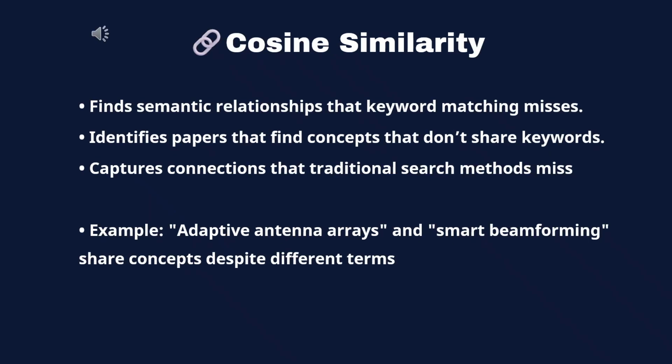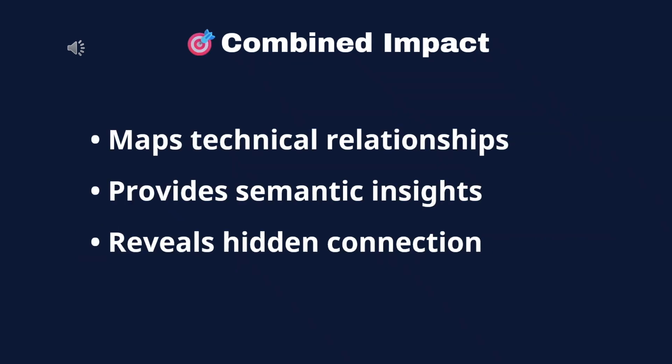Cosine similarity finds semantic relationships that keyword matching misses, identifies related concepts in papers that don't share keywords, captures connections that traditional search methods miss. Example: adaptive antenna arrays and smart beamforming share concepts despite different terms. We looked at tags and cosine similarity. What is their combined impact? Enables mapping of technical relationships, provides insights when different terms describe similar concepts, reveals hidden connections in cross-domain literature.